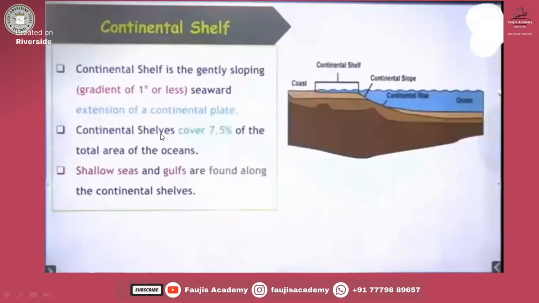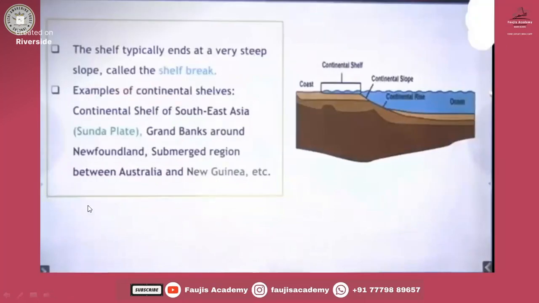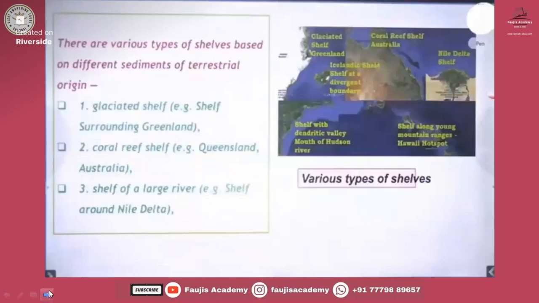So for the continental shelf, we saw all those parts, and in this we also have the gulf formation. The shelf typically ends at a very steep slope that is known as the shelf break. So we saw that continental break, that is known as the shelf break. Examples of continental shelves are the Sunda Plate, the Grand Banks around Newfoundland, and Australia and New Guinea, all those parts you can see are continental shelf area.